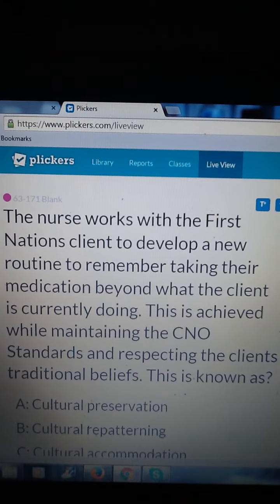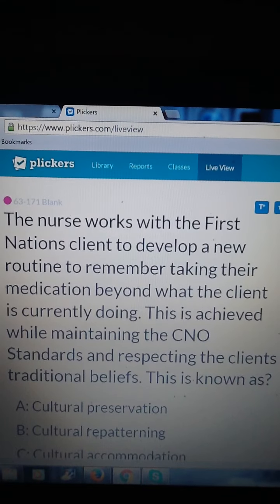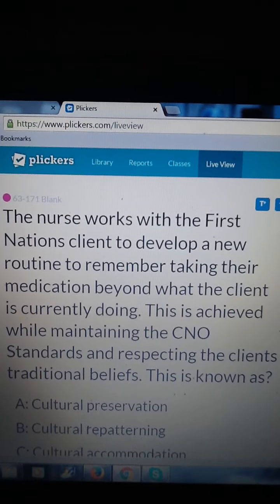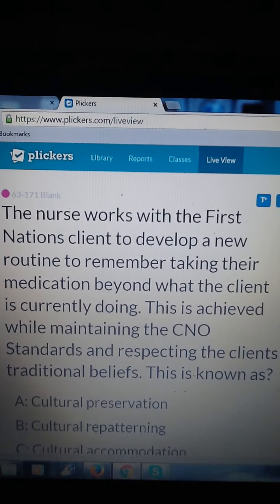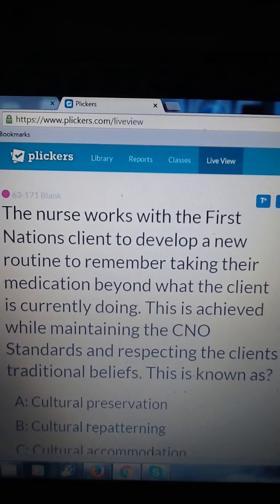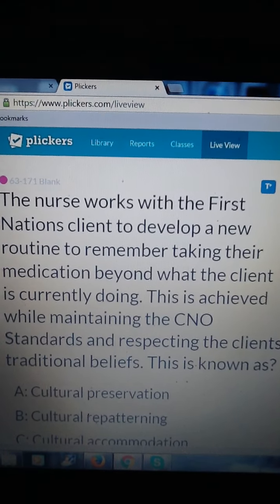And here we have the nurse works with the First Nations client to develop a new routine to remember taking their medication beyond what the client is currently doing. This is achieved while maintaining the College of Nurses of Ontario standards and respecting the client's traditional beliefs.